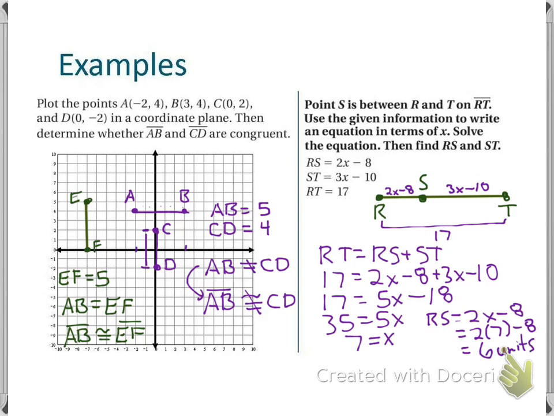Okay, let's think ahead. If RS is 6, what should ST be? Well, it should be 11 because 6 and 11 add to 17. Well, let's go through the work and make sure, and we'll say ST equals 3x minus 10. 3 times 7 minus 10. 3 times 7 is 21, minus 10 is 11, so ST is 11 units as well. We check, it adds up to 17, and we're good.